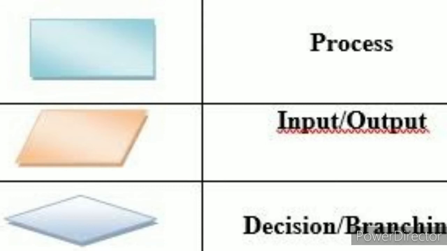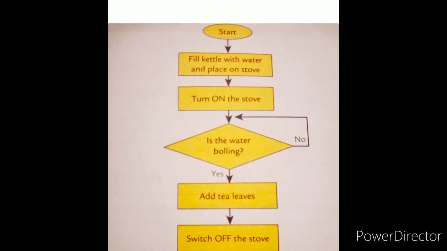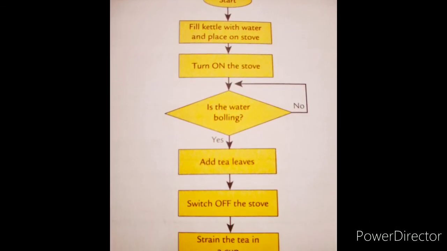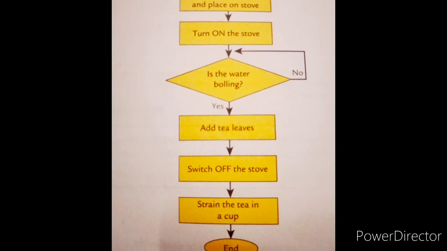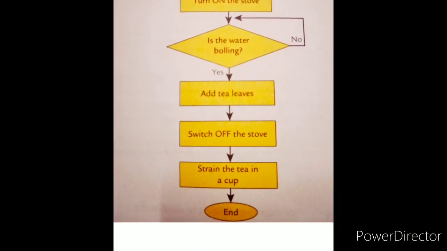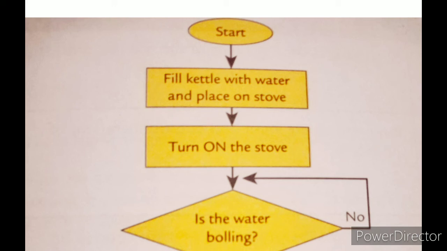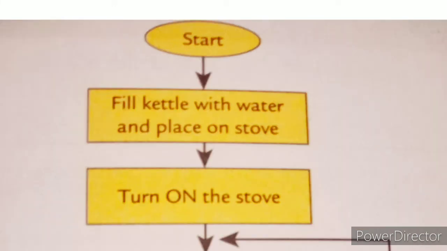We will see one problem. Let us consider the flowchart to make tea. Let us see the example for preparing tea. We will try to draw the flowchart. So first step is start, which is indicated by terminator. After that step will be fill kettle with water and place on stove.